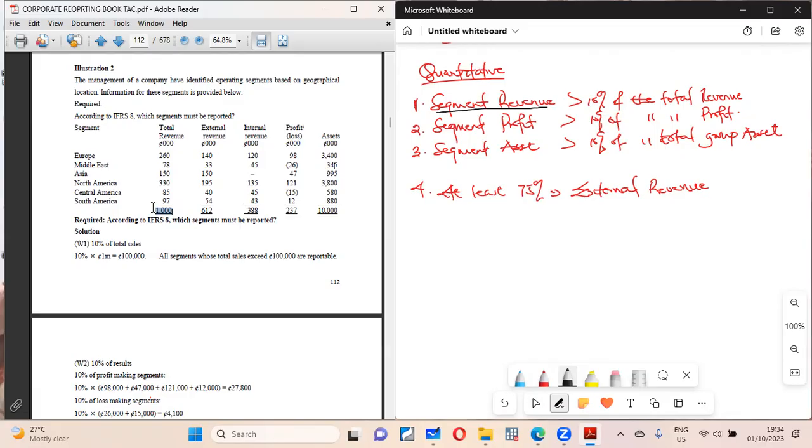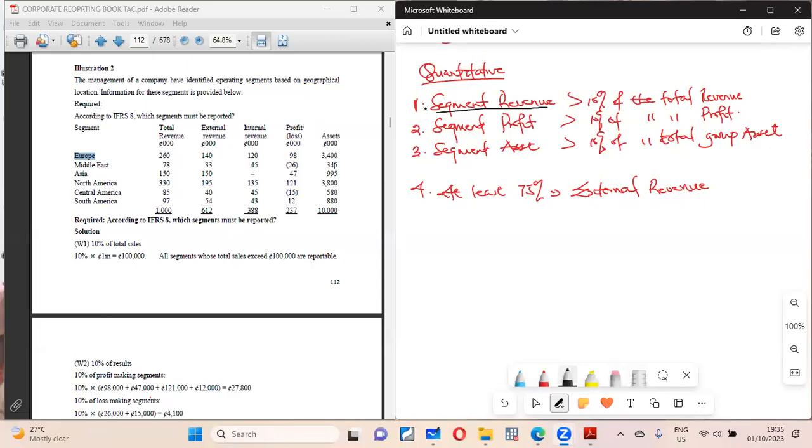Now, you have to find out if any of these segments has greater than 10% of the total revenue. Sorry for drawing you back. For the quantitative criteria, do you pick one and conclude, or do you go through all 4? You have to go through all 4, because a segment's revenue may not qualify, but its profit may. Okay, thank you.